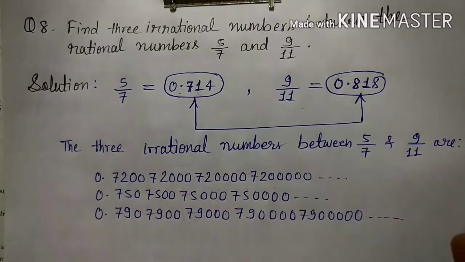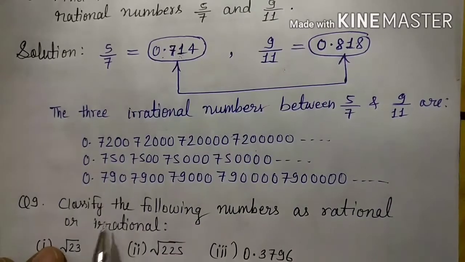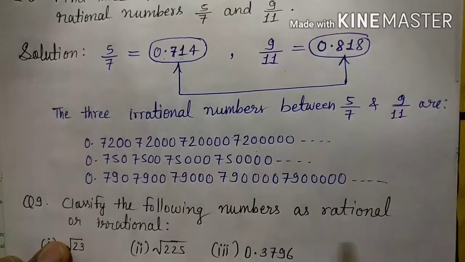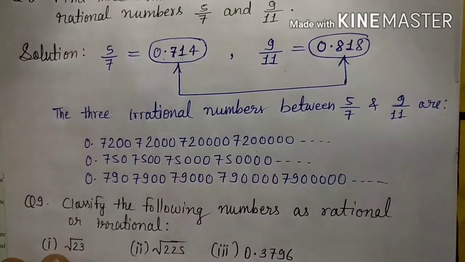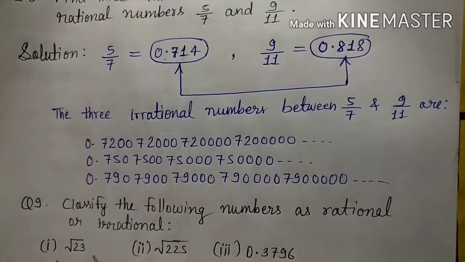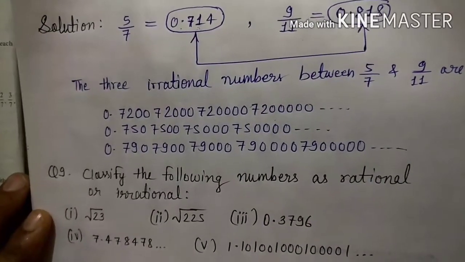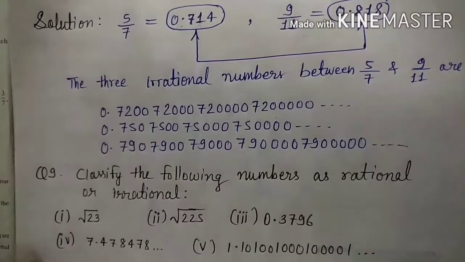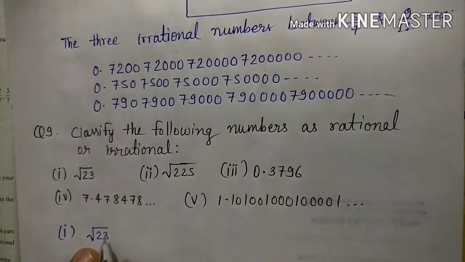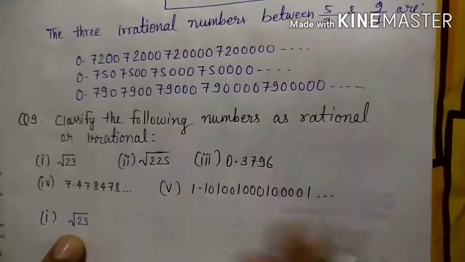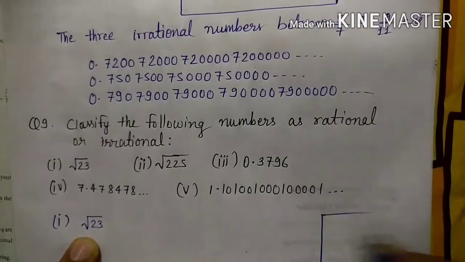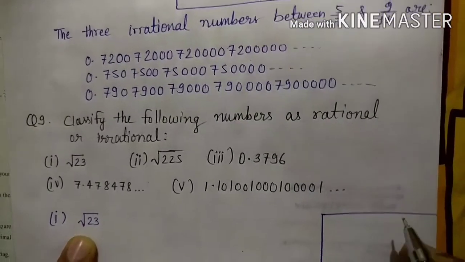Okay, now move to the next question. Question number 9 says: classify the following numbers as rational or irrational. You have to find whether the given numbers are rational or irrational. First one, root 23. Now the number which is written under root is what? 23.